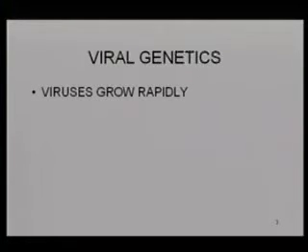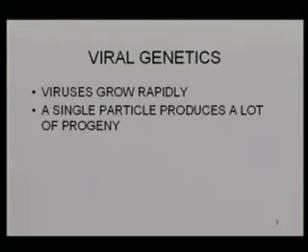Viruses grow very rapidly. So when a cell is infected, the first new virus particle may be out within an hour or less. And many of these viruses are lysing their cells by about 5 hours. You've got a huge amount of virus being produced, like 5,000 particles, 10,000 particles. So a single particle produces a lot of progeny.